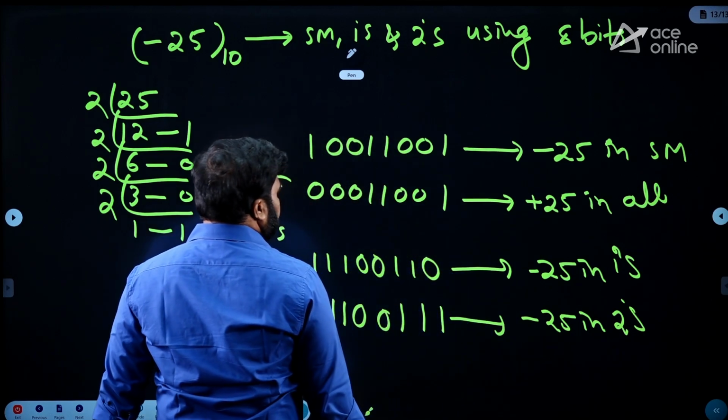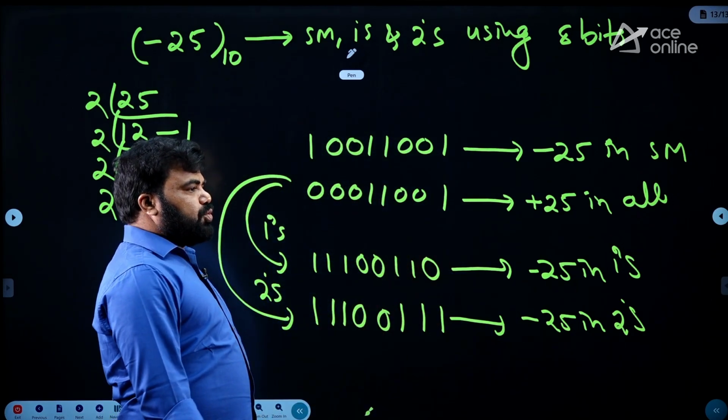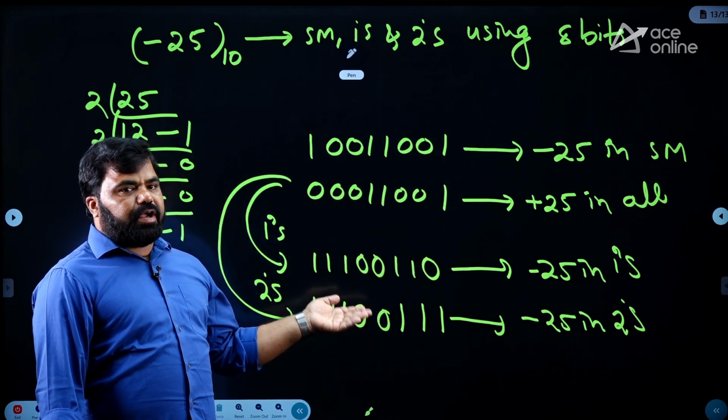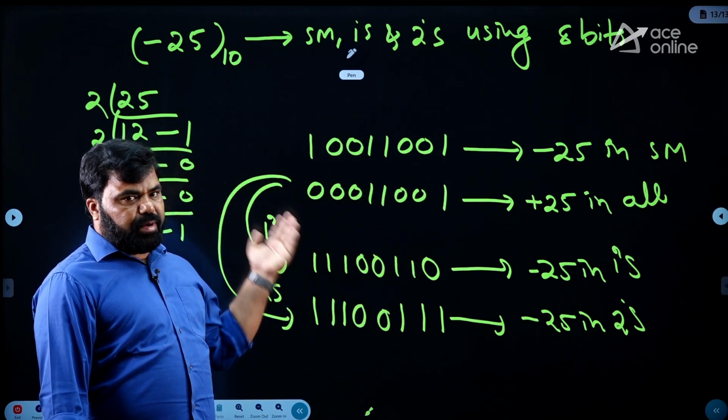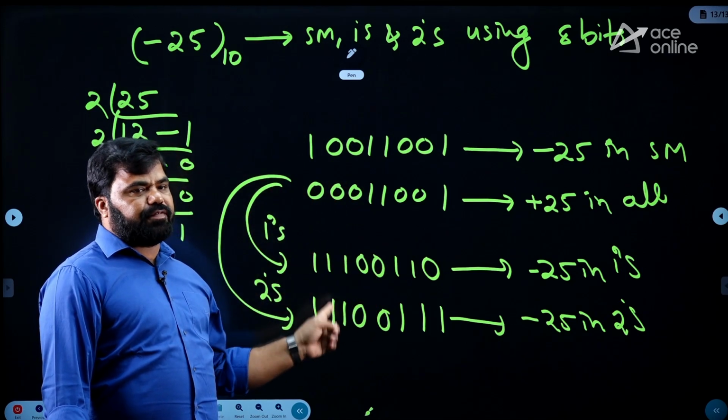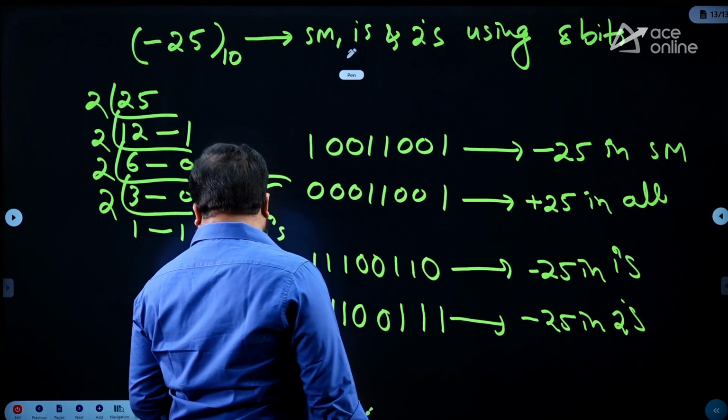So what do we do here? For 1's complement and 2's complement, by representing a positive number and taking complements: to get 1's complement representation, taking 1's complement of that, and to get 2's complement representation, taking 2's complement of that.